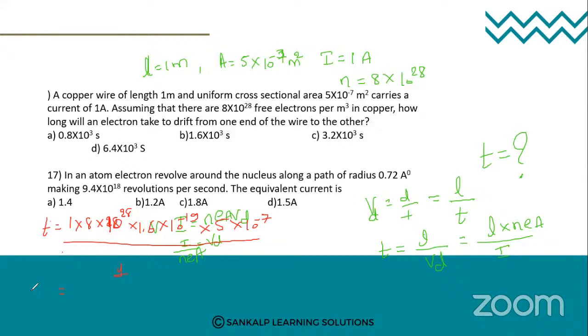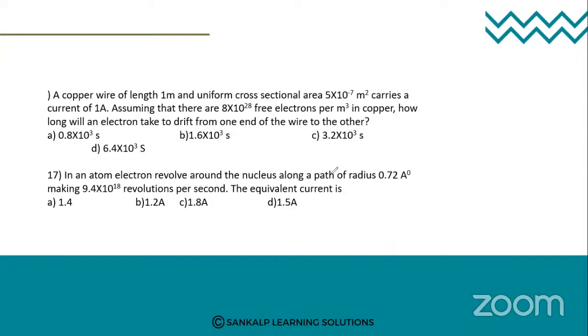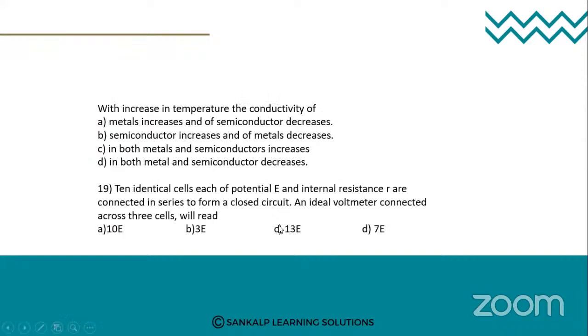Yes, option D. So go for question number 17, students. See, in an atom, electron revolves around the nucleus along a path of radius. Actually, this question we have completed, the first question of the class. So here, the revolution per second is given as frequency. So this we have completed already, if you remember. This is repeated, leave it. Let us go for the next question. Yes, see the next question.